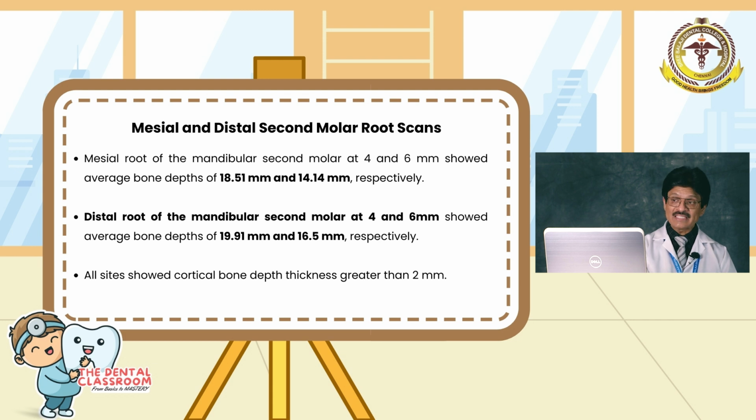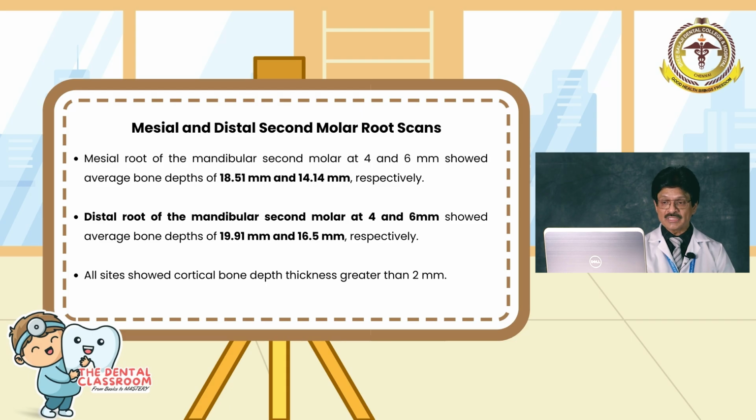So when the mesial and the distal second molar root scans were taken, a very important point was observed here. The mesial root of the mandibular second molar at 4 and 6 mm showed average bone depths of 18.51 mm and 14.14 mm respectively. But you see what I have highlighted?